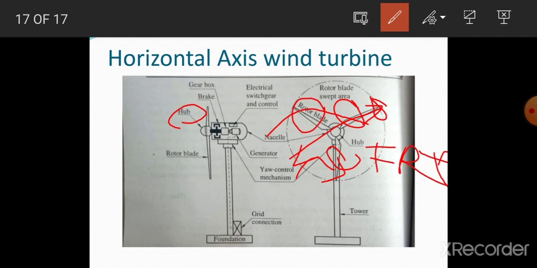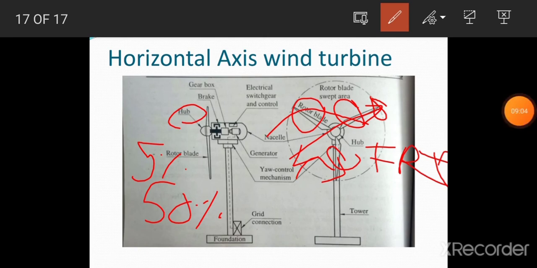Adding a third blade increases the power output by 5% only, while the weight and cost of the rotor increase by 50%. So weight and cost increase by 50%, but power output is increased by 5%, thus giving a diminished rate of return for the additional 50% weight and cost. The two blade rotor is simpler to erect since it can be assembled on the ground. So these are the advantages and disadvantages of two blade and three blade rotors.